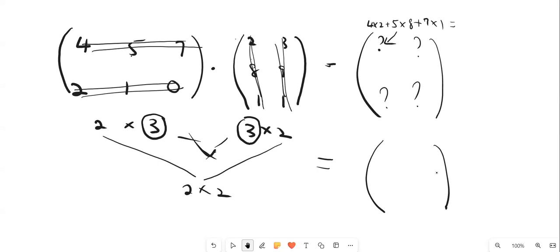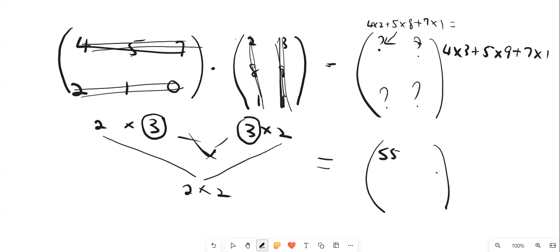And you should get what? I think you should get 55. Right? Then you do this row by this column to get this number here. Let's do that. Let's do it here. 4 by 3 plus 5 by, what's that, 9? This is a 9, right? 9 plus 7 by 1, right?